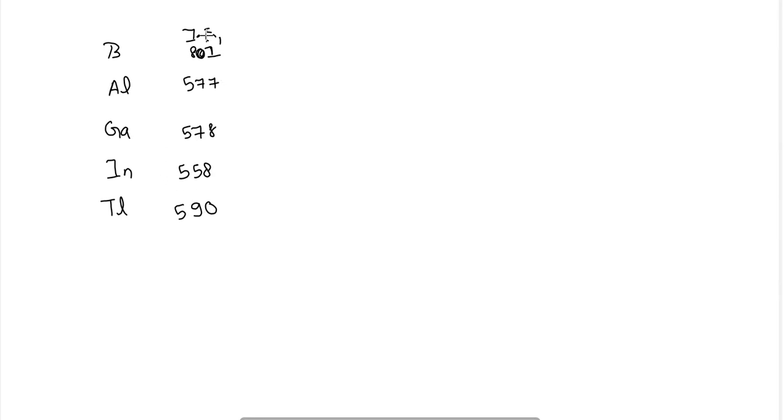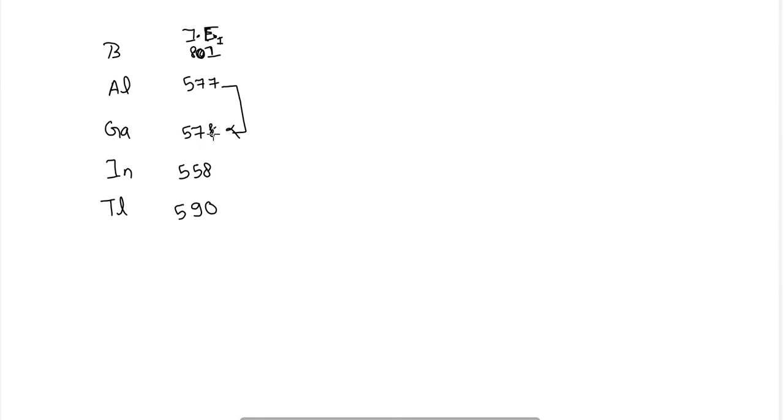The trend for ionization enthalpy in the periodic classification of elements that we have studied is that ionization enthalpy should decrease when we move down the group. As the atom size increases, the tendency to release the electron from the outermost shell increases, so the ionization enthalpy will decrease. But here you can observe that from aluminium to gallium, there is an increment in the ionization enthalpy.